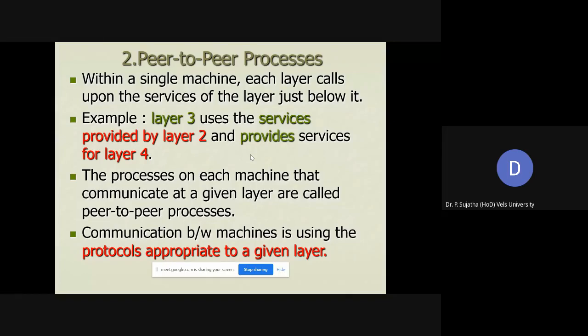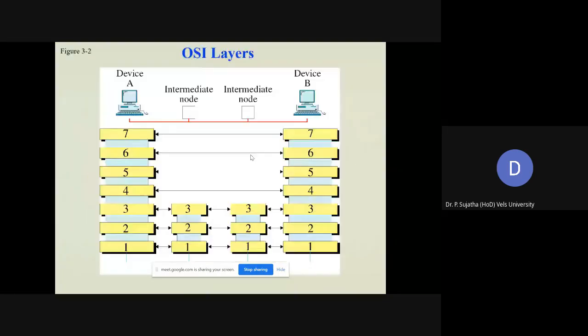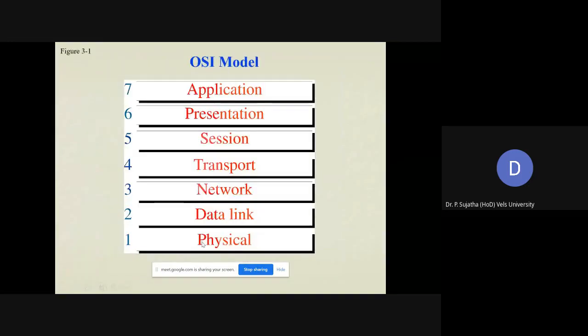So what is the peer-to-peer process? Look at the diagram here. For the physical layer, the data link layer is the peer. So the physical layer transmits to the data link layer. Look at this diagram. The first layer is the physical layer. Which is the peer layer for the physical layer? Data link layer is the peer layer for the physical layer. Understood? Which is the peer layer for the data link layer? Network layer. Yes, network.